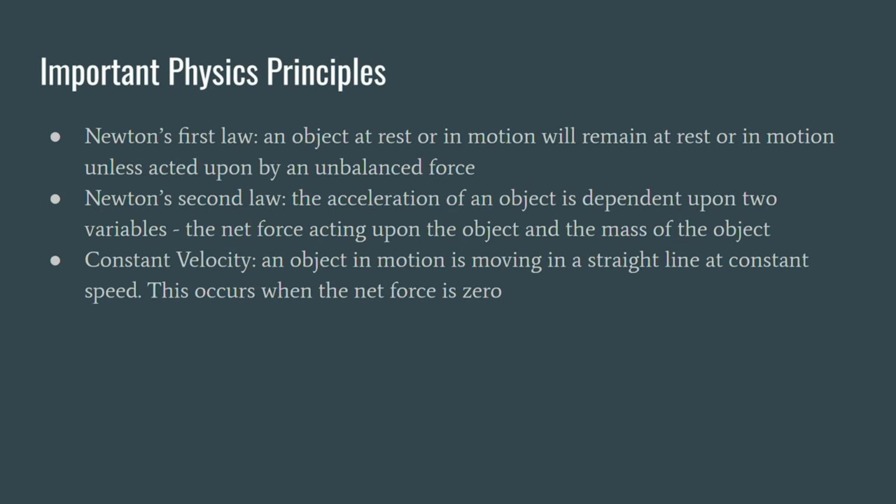And finally, we have constant velocity, which states that an object in motion is moving in a straight line at constant speed, and this occurs when the net force is zero.